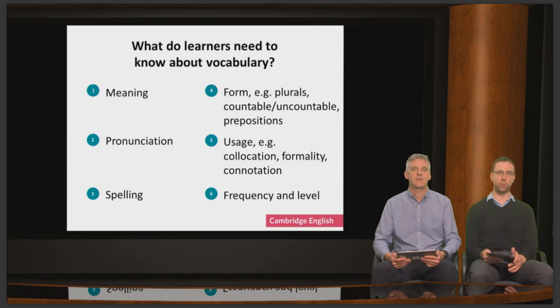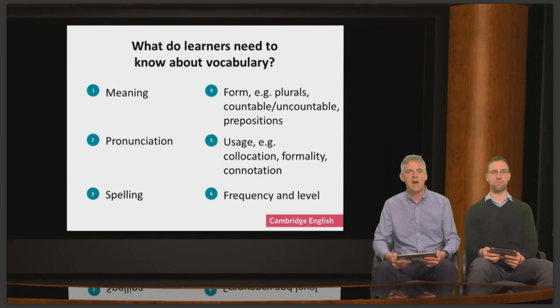When we talk about form with reference to vocabulary, this means what type of word it is. For example, is it a noun or a verb? Form can also include aspects such as irregular plurals or countable and uncountable nouns, and also potential issues like verbs and dependent prepositions such as listen to or depend on.